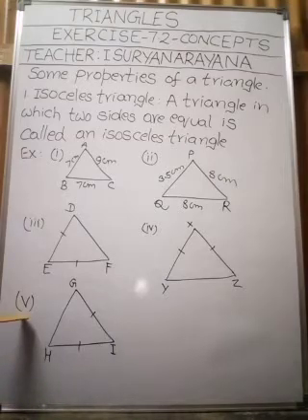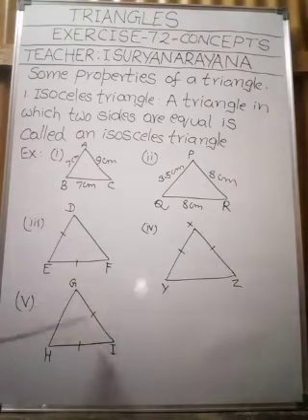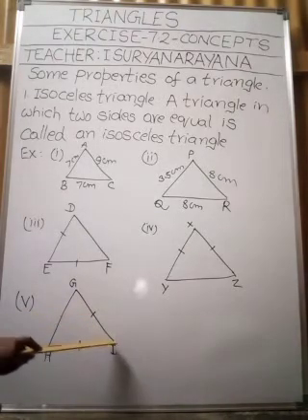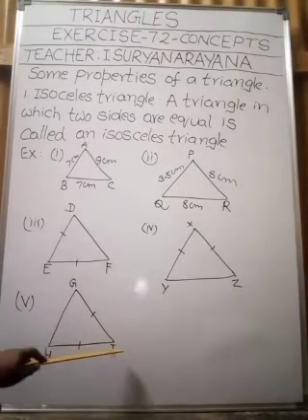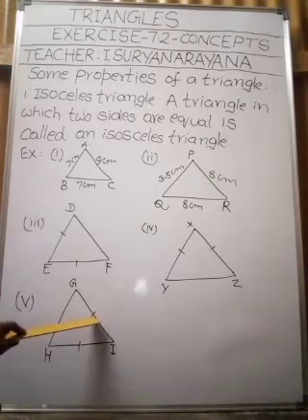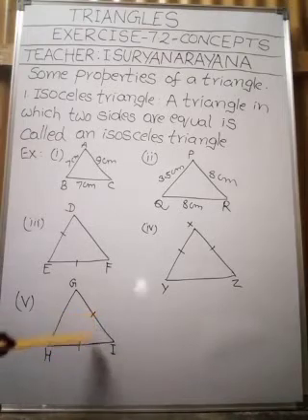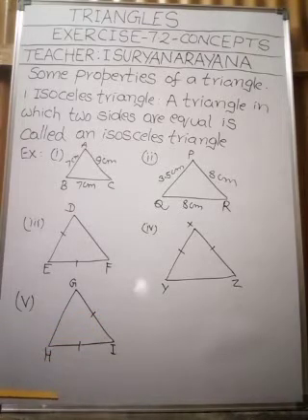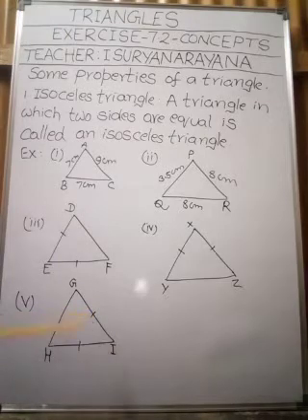Similarly, come to the fifth example, triangle GHI. In this triangle GHI, side GI and side HI are marked by the same line. See here, observe this part, my children. So these two sides are of equal length. So this is also an example for an isosceles triangle. Understood this point, my children?